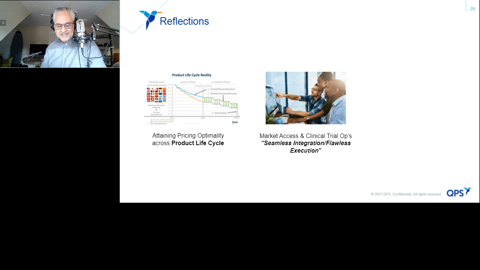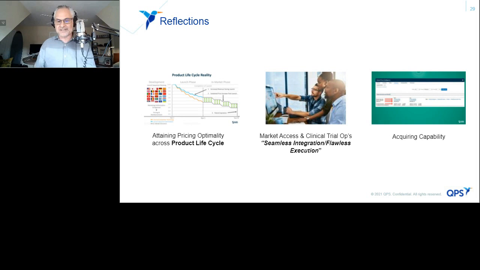In summary, launch planning shouldn't be something that's bolted onto the clinical trial ops. It's about establishing best practices for seamless integration and flawless execution of the launch plan.